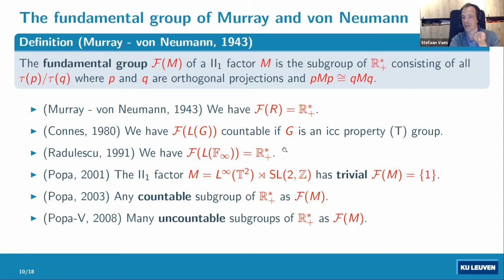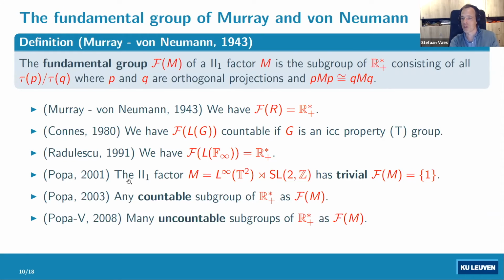Either L of F_n with n finite has trivial fundamental group, and then all these free group factors are non-isomorphic, or they all have fundamental group R plus, and in that case, they are all isomorphic. So that's the situation. The problem whether there could actually be II_1 factors with a trivial fundamental group stayed open until Sorin Popa came up with deformation rigidity theory.